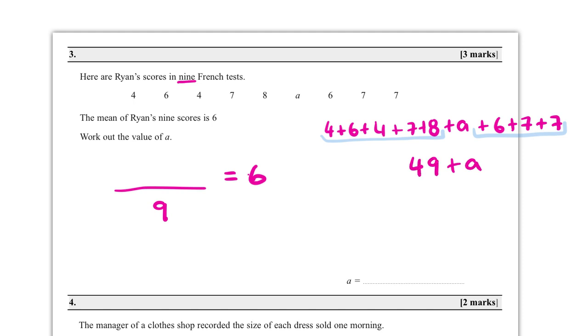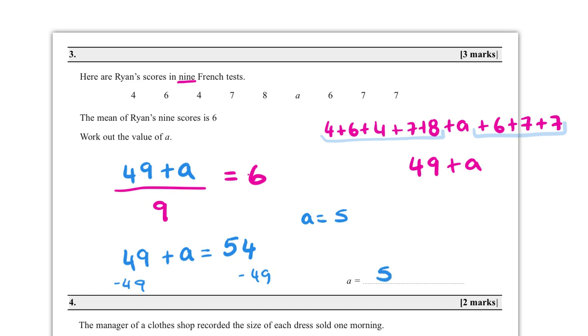So that must mean that 49 plus A divided by 9 equals 6. This is the same as 49 plus A equals, what's 6 times 9? 54. Because that means the total adds to 54. So how am I going to find A? I'm going to take away 49 from both sides. 54 take away 49 is 5. So A equals 5.